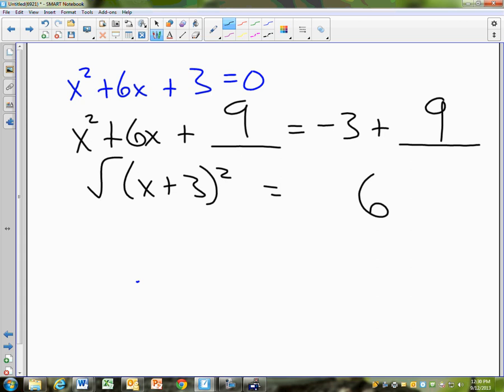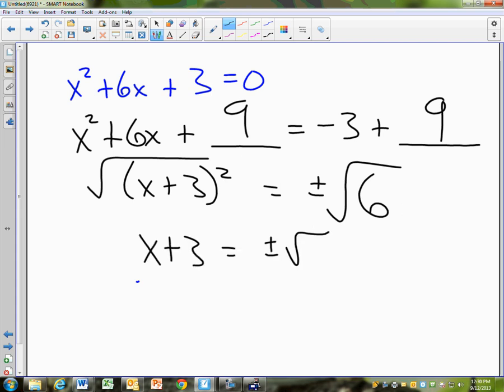There are 2. So when you square root, you must list both the positive and the negative to come up with the 2 solutions. So that's x plus 3 is equal to plus or minus the square root of 6. Subtract the 3, x is negative 3, plus or minus the square root of 6.